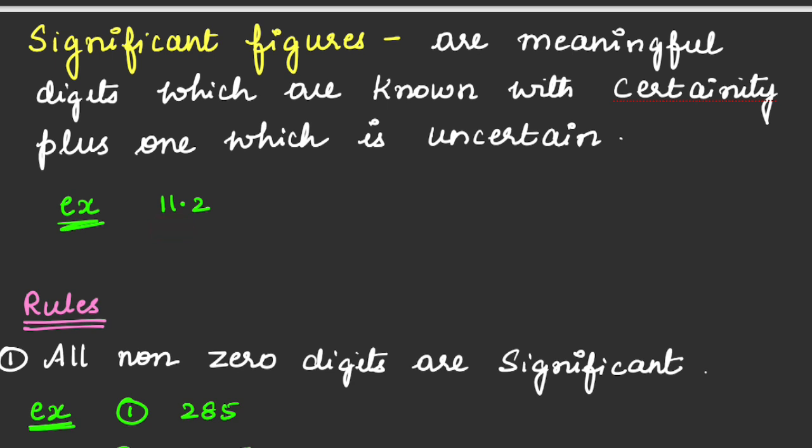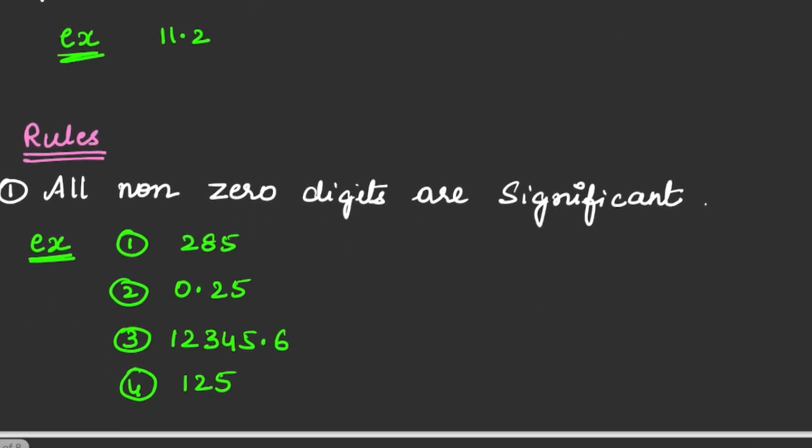So significant figures will have a certain number. Certain number means accurate number plus uncertain number will be there. Meaning this uncertain number can change. That is the meaning of significant figures. Whenever you want to find significant figures in the given question, there are certain rules which you have to apply to find the number of significant figures.